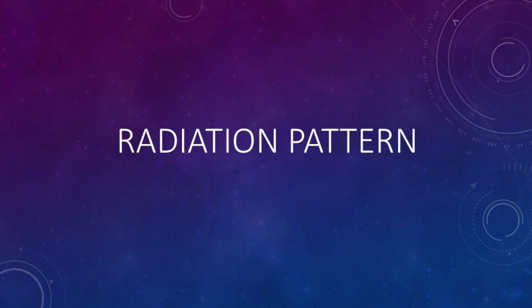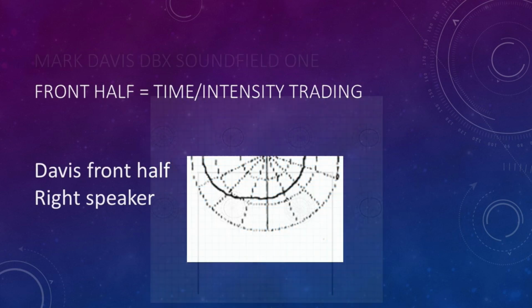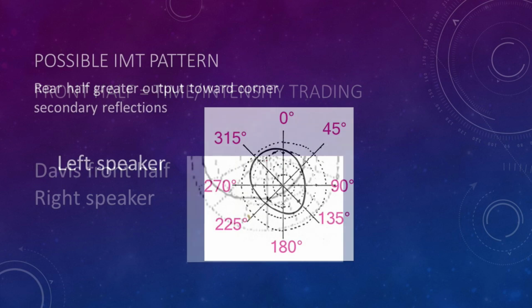Thinking in terms of radiation pattern, we might ask ourselves which pattern or patterns might we want in order to better mimic the sound of live music in a larger space. We check Mark Davis's work with the DBX Sound Field 1, in which he uses time intensity trading to stabilize the center image for all seats. This results in a frontal radiation with lobes toward the opposite speaker.